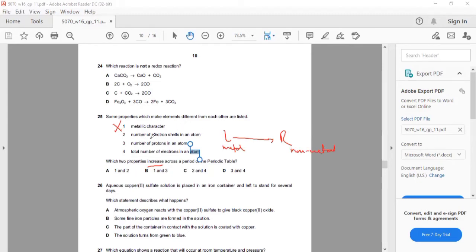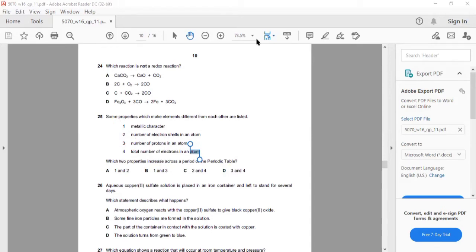One is wrong. Number of electron shells in an atom is wrong because in a period all the elements have the same electron shells. 3 is correct, number of protons. Total number of electrons in an atom increases left to right. So 3 and 4.